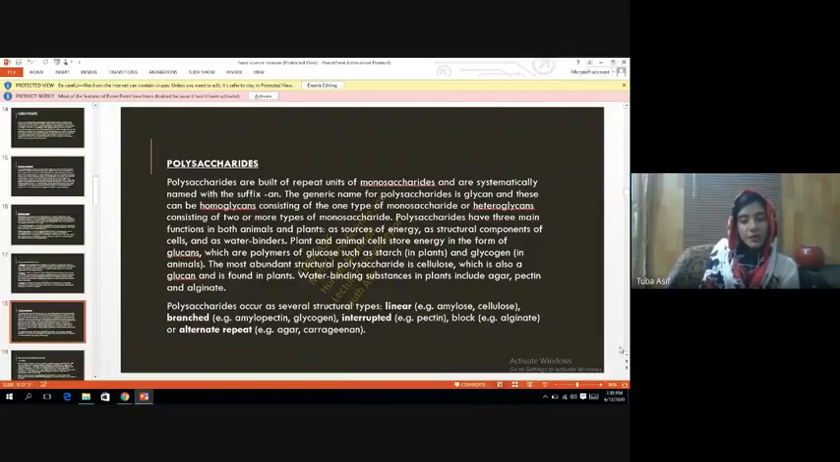Polysaccharides occur as several structural types, that is, linear, which could include amylose and cellulose; the branched ones, that are amylopectin and glycogen; the interrupted, for example, pectin; the blocked ones, for example, alginate; or the alternate repeat, for example, agar and carrageenan.